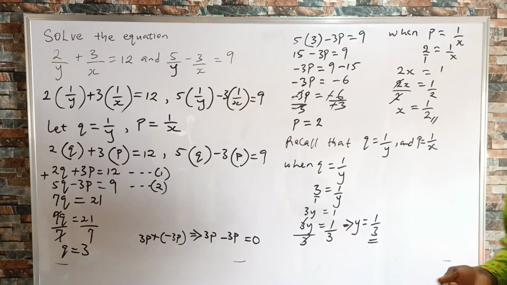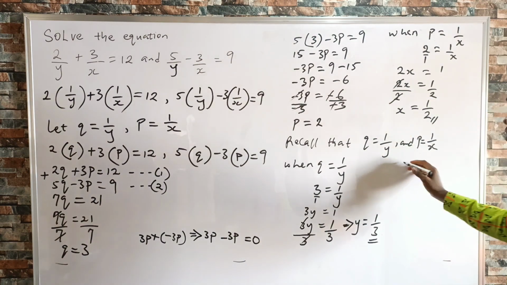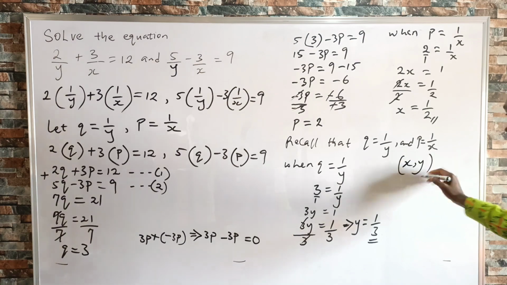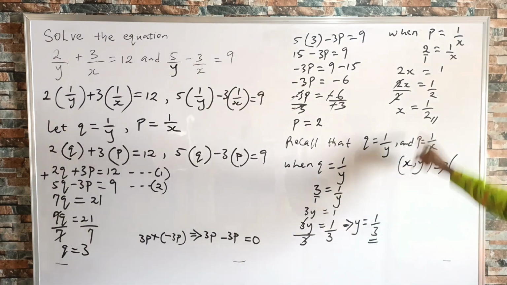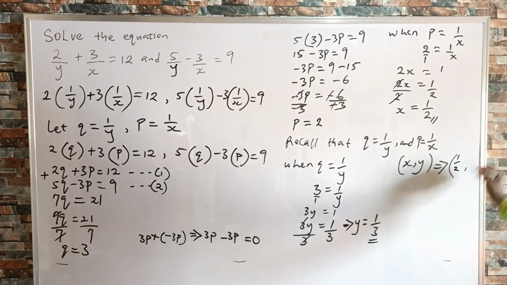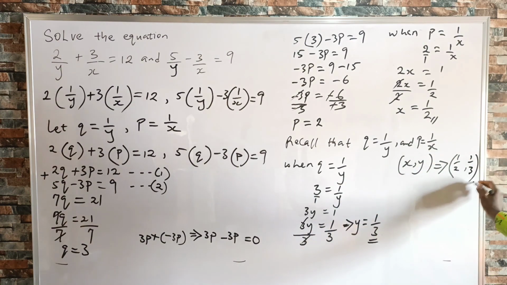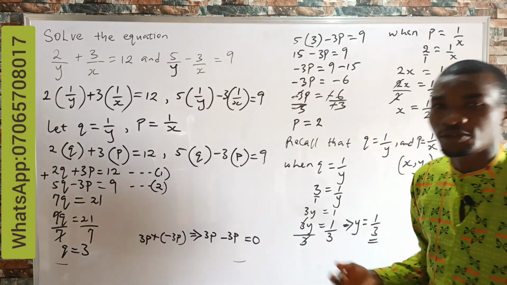Then we can put it in coordinate form as, remember, coordinate form simply means the x, y axis. Such that this implies that our x is now 1 over 2, comma, and our y is now 1 over 3. So this is the answer for this pair of linear equations which we solved simultaneously.